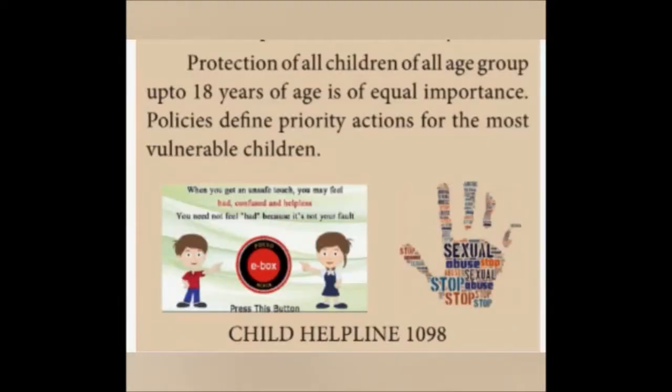The National Commission for Protection of Child Rights, that is NCPCR, was set up in March 2007 under the Commission for Protection of Child Rights Act 2005. This act emphasizes the principle of universality and inviolability of child rights and recognizes the tone of urgency in all the child-related policies of the country. Protection of all children of all age groups up to 18 years of age is of equal importance. Policies define priority action for the most vulnerable children.